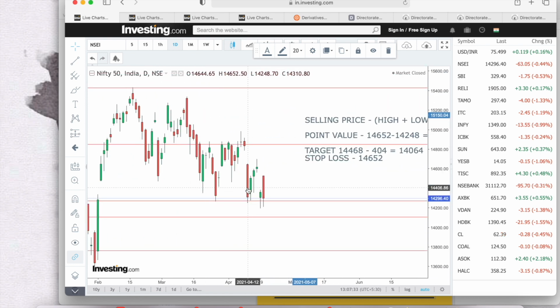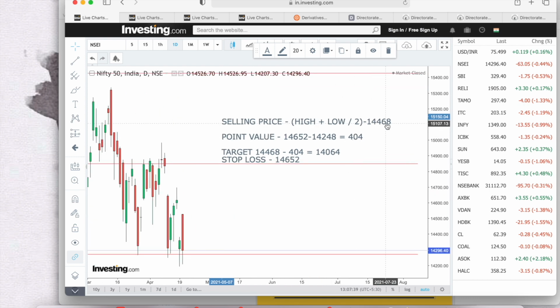So what happens on a bearish candle? These 3 candles are formed, and on the fourth day, any time you get the market at 14468, you sell the market for a target of 14064. What happened on the fourth day? It opened gap down. It opened up to here. It made a low of 14190.